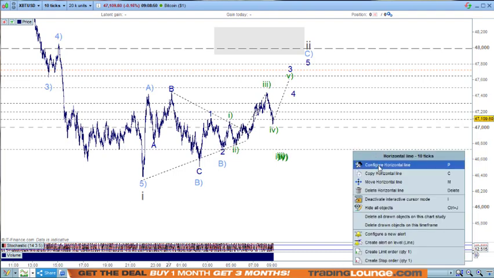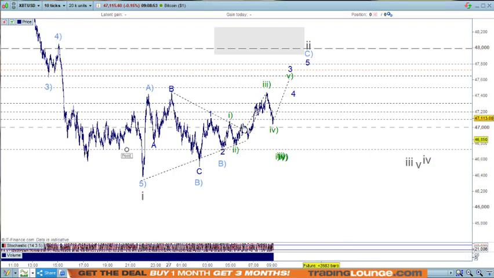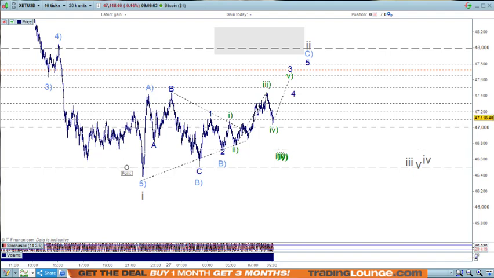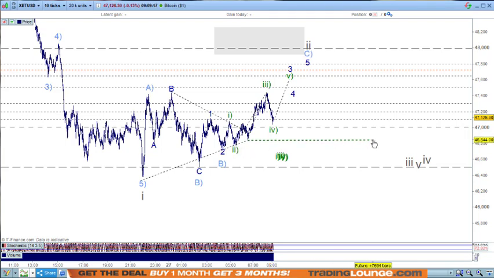65. Let's just configure this a little bit. So we've got it here, 46,500. That's the number. But I could probably also say to you that any breach below this point here would also be a short trade at that point as well. Because if that's 1 and 2 and 1 and 2 and 1 and 2 there, we can't have that breached at that point.